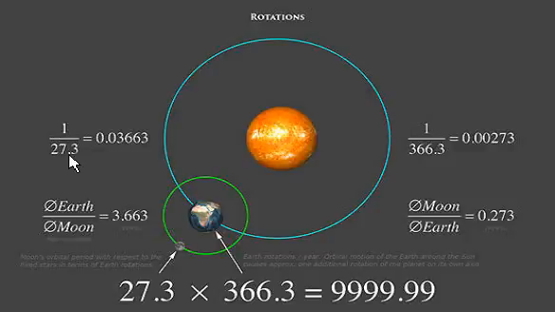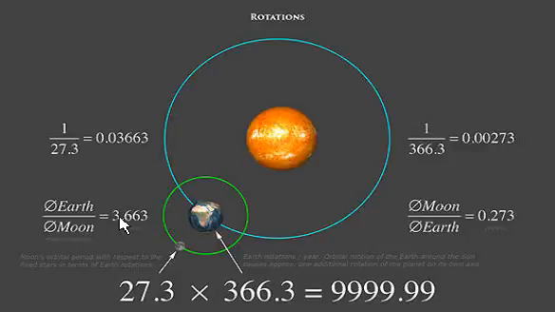1 divided by 27.3 is 0.03663. The diameter of Earth divided by the diameter of Moon is 3.663, and that is 99.9% correct. Okay, and here we see 27.3 times 366.3. I spoke about that previously. On the right side you see 1 divided by 366.3 is 0.00273. So you see here that 273 is repeated for the third time.